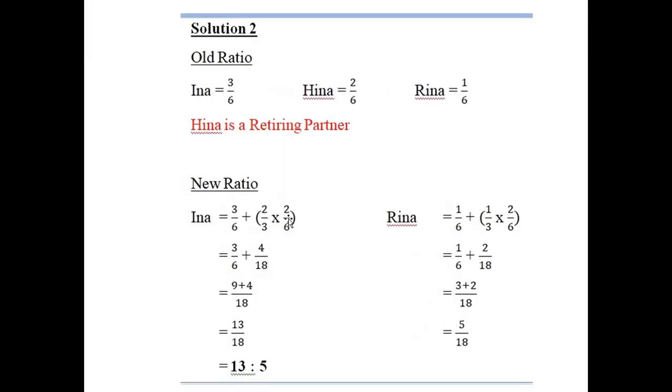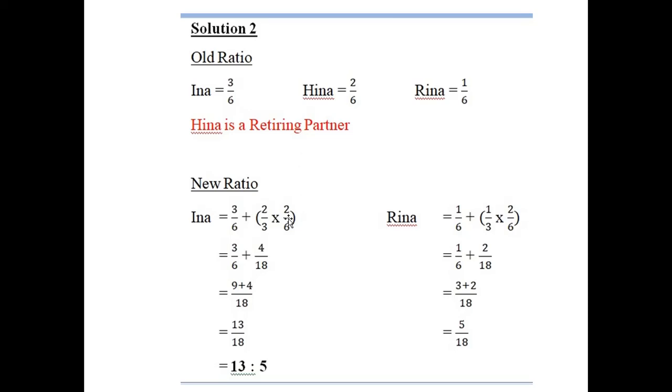Okay. Ina, Hina, and Rina have been sharing profits in the ratio of 3 is to 2 is to 1. Hina retires and her share is taken over by Ina and Rina in the ratio of 2 is to 1. Calculate the new profit sharing ratio.